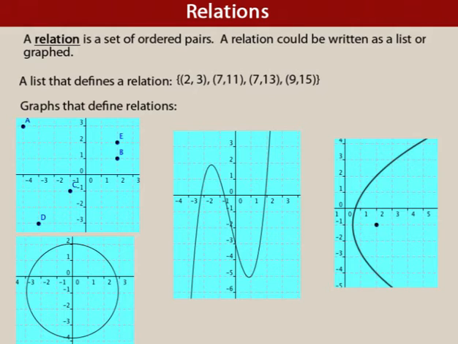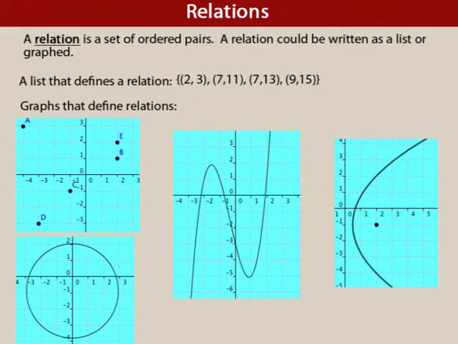A relation is a set of ordered pairs. A relation can be written as a list or graphed. I've given an example of a list that defines a relation. Notice that there are 4 ordered pairs, and there are 4 graphs that define relations.